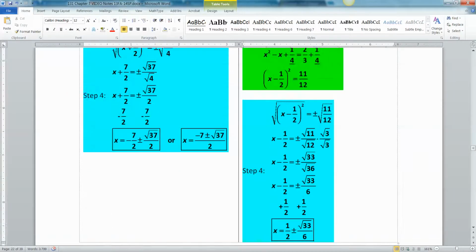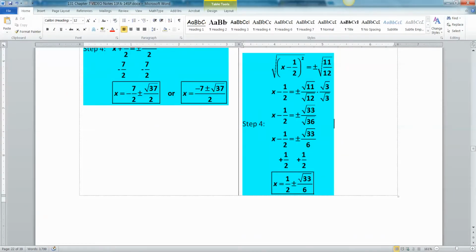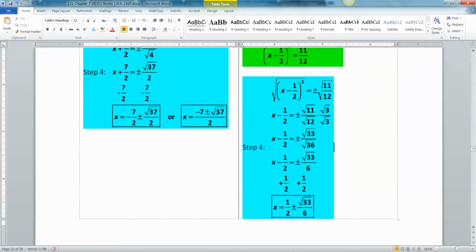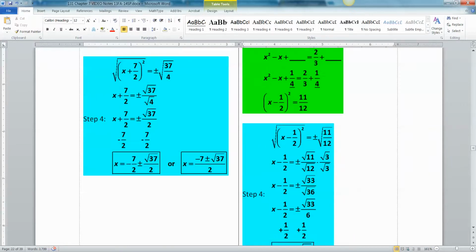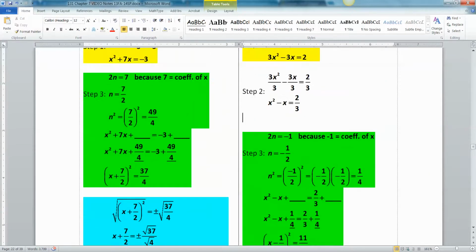All right. All done with solving using completing the square. And again, it's not pretty, but it works, right? Every time. But it's pretty brutal, right?